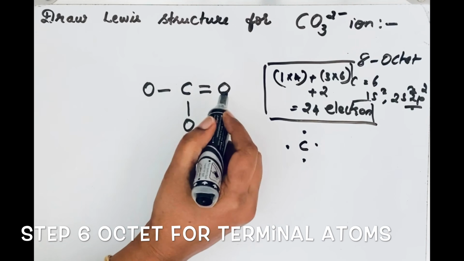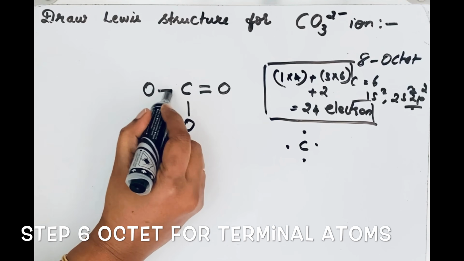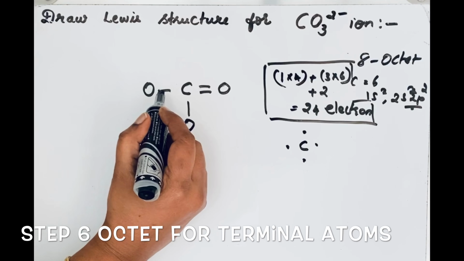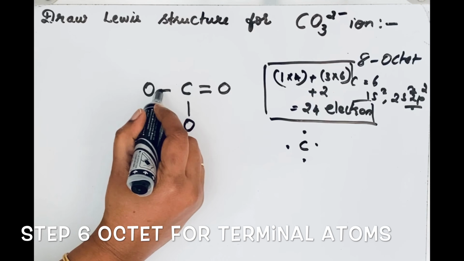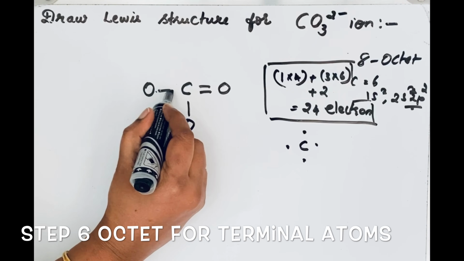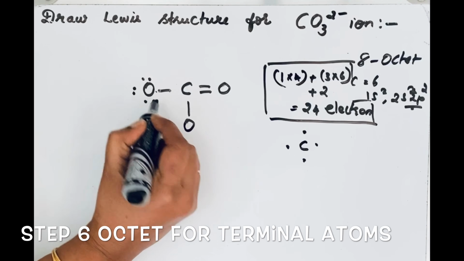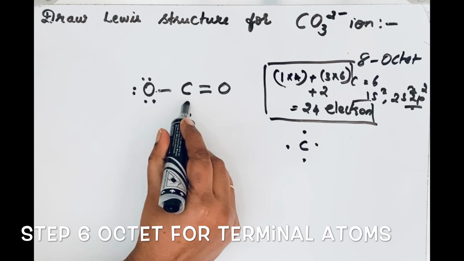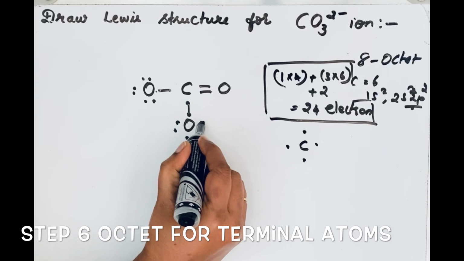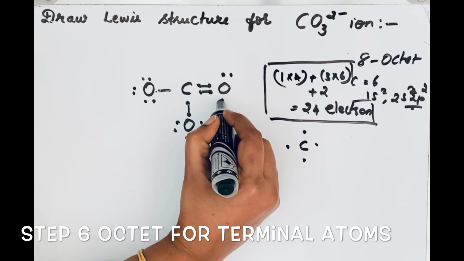Now the next step is octet for the highly electronegative atom. Here oxygen is the highly electronegative atom. We already put the single bond. A single bond means there are 2 electrons, isn't it? 1 electron from oxygen and 1 electron from carbon is shared, so it produces a single bond. So already 2 electrons are here. So 2, 4, 6, 8. The same way for this oxygen also, let us draw. So 2, 4, 6, 8. Here already see 2, 4, 6, 8.